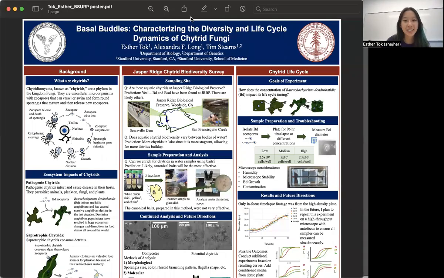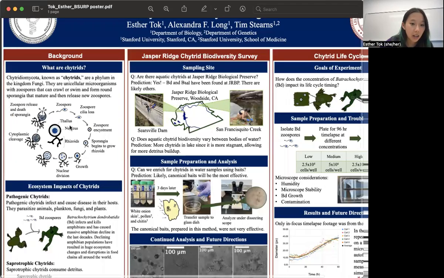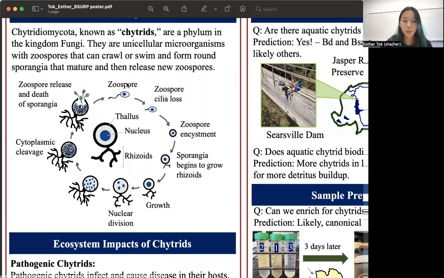Hi, my name is Esther Tok, and this summer I was working on characterizing the diversity and life cycle dynamics of chytrid fungi. So you might have heard of this pathogen completely sweeping across the world and killing amphibians all over. These are actually chytrids, which are unicellular microorganisms with zoospores that can either crawl or swim, similar to sperm, or also grow into these sporangia that can mature and release more zoospores.